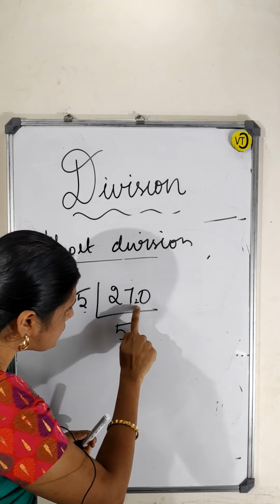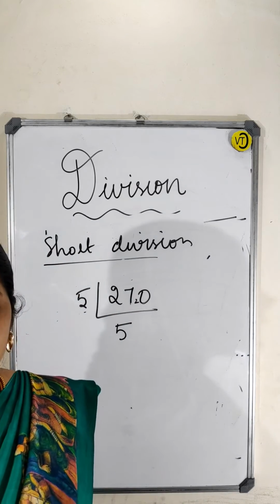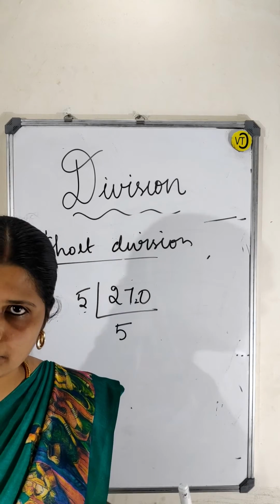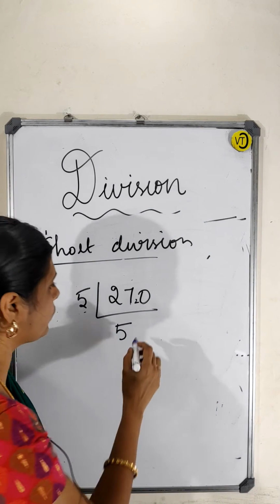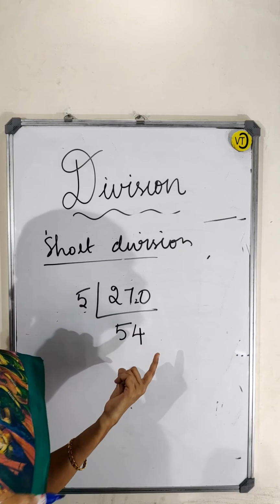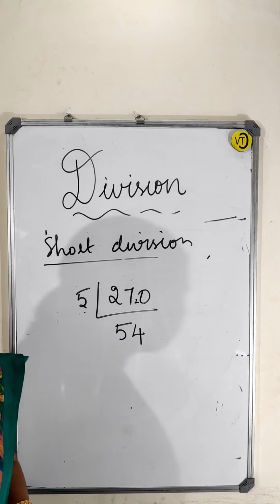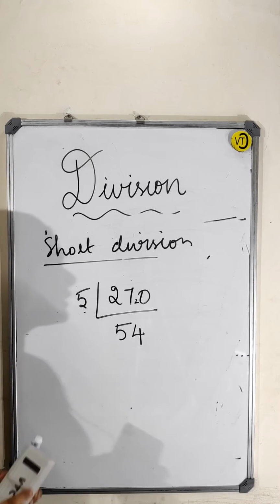So again this 20 you take, recite the table of 5. 5 ones are 5, 5 twos are 10, 5 threes are 15, 5 fours are 20. Yes, I got it. So this is your answer. 54 is the quotient. Okay guys, you understand now. This is the short division method.